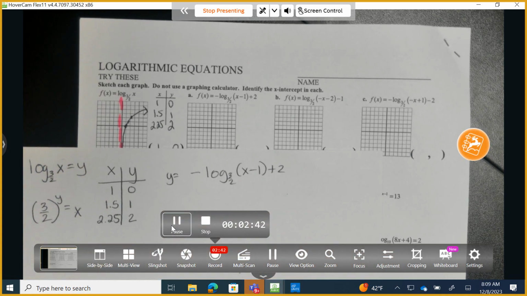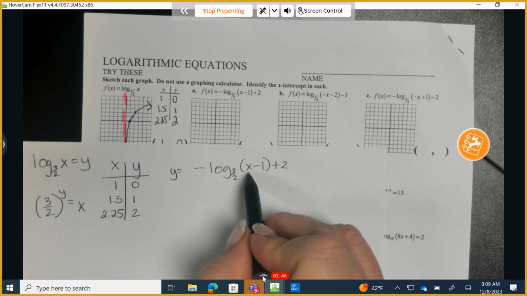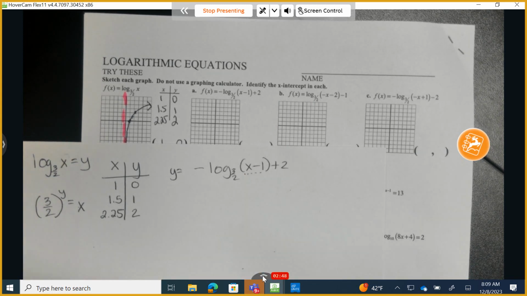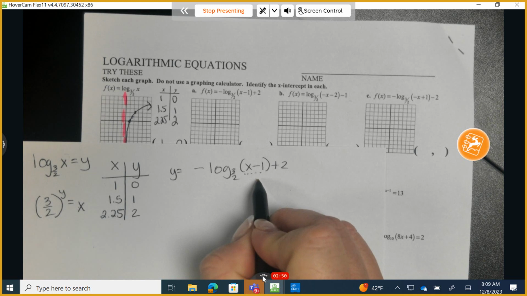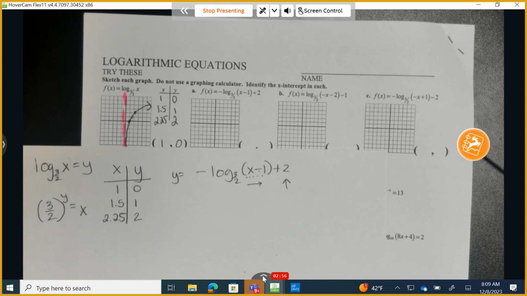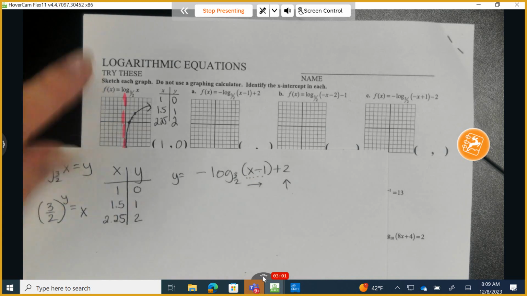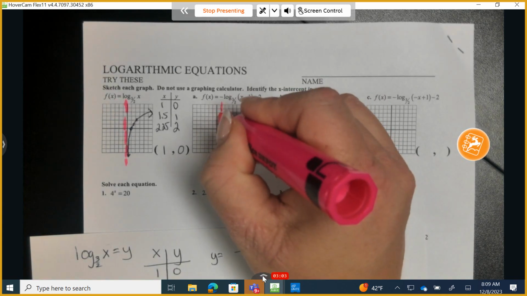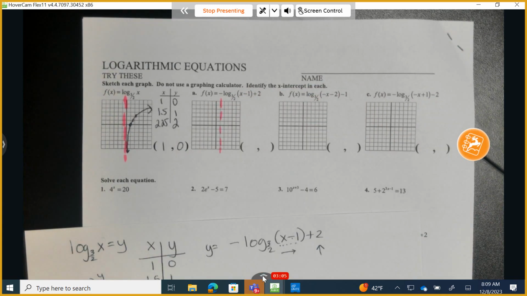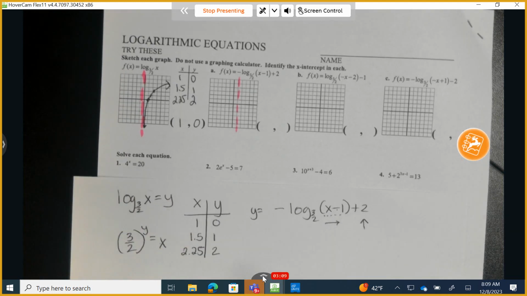The very first thing we need to do is adjust for some shifts. We are going to shift this opposite of what you think. It's a horizontal shift. We're going to go opposite. So instead of going to the left 1, we're going to go right 1. And a vertical shift up 2. So right 1 and up 2. So this vertical asymptote has now been pushed to the right 1. And all my values are going to be moved up 2.